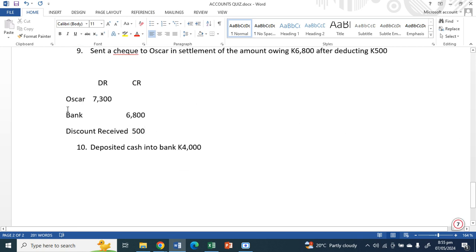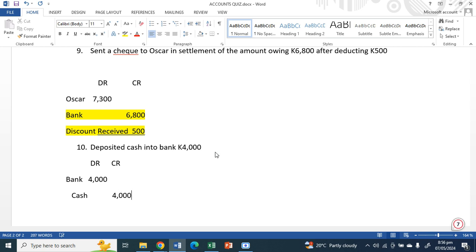And then finally deposited cash into bank 4,000. Another contra transaction. So money was moved from the cash account into the bank account. So both of these are assets. Since the bank account is increasing, we are going to debit. Increasing an asset, you debit. So bank increases by 4,000. And since cash is reducing, cash is an asset, you credit. Reduction in an asset, you credit. So you credit 4,000.